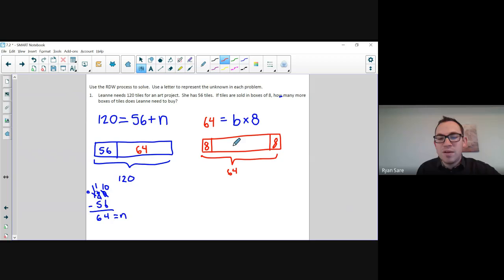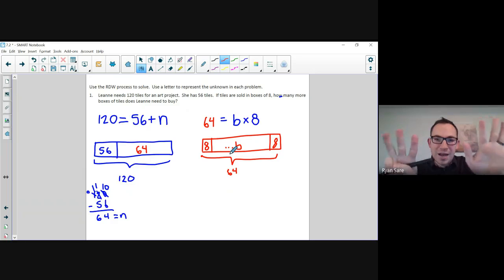But what we don't know is how many groups. How many times do we need 8? And that's our unknown, B. So now we're going to try to figure it out. And what we can do is we can just count by 8s until we get to 64. So we have a good song for that one. 8, 16, 24, 32, 40, 48, 56, 64. Stop. How many times did I count by 8?